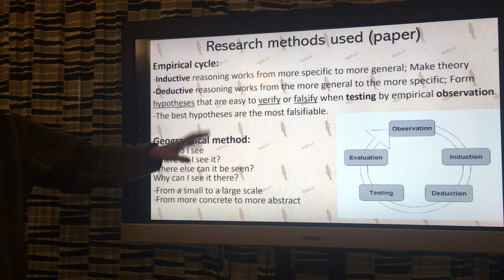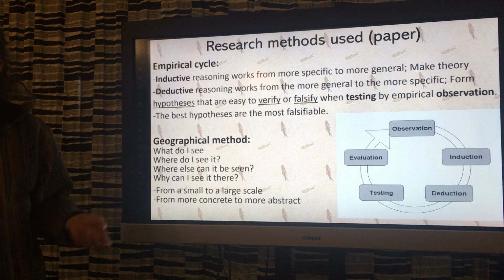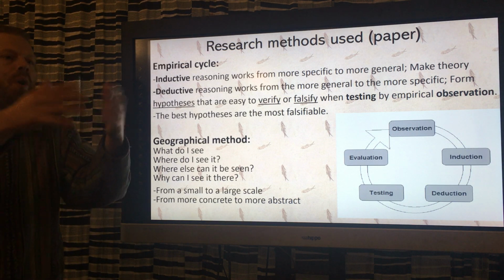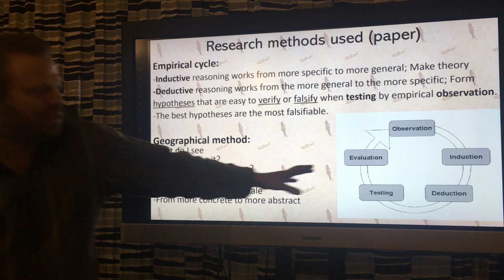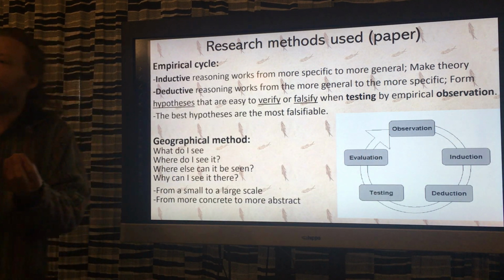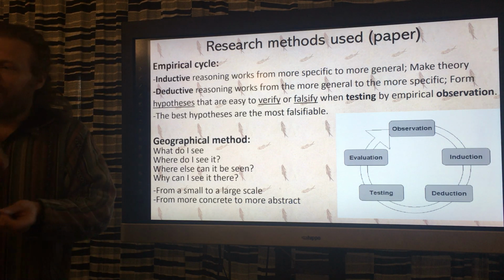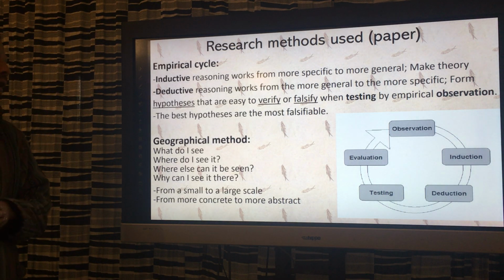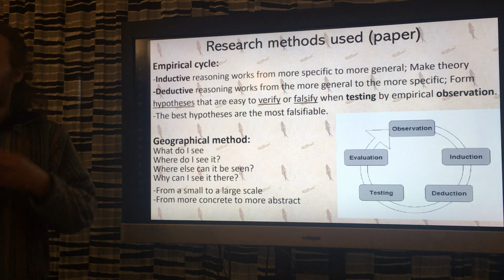And this empirical cycle works in this way. First you have an observation, and about that observation you have a theory about why this phenomenon occurs. That's your induction. Then you make a theory, and then from that theory you deduce, well, if the theory is true, then this specific thing, if we test it, will turn out false, or it will verify. So you can do a test that will verify or falsify your hypothesis.